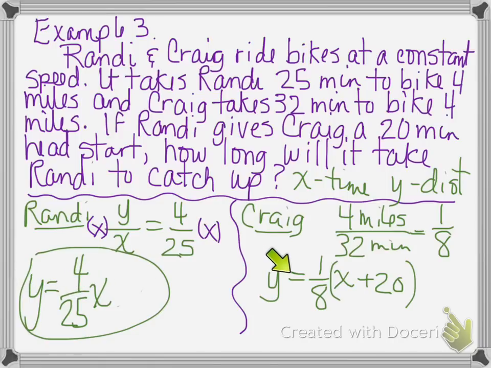But over here, notice that Craig at time 0, when Randy starts, has already been riding for 20 minutes. So his time is not just x, it's x plus 20. And another way to write this equation would be y equals 1/8 x plus 5/2. And that's using the distributive property. 1/8 times x is 1/8 x, and 1/8 times 20 is 5/2 or 2.5. So this 5/2 represents that amount of traveling that he can do in his 20-minute head start. In 20 minutes, he could go 2.5 miles.